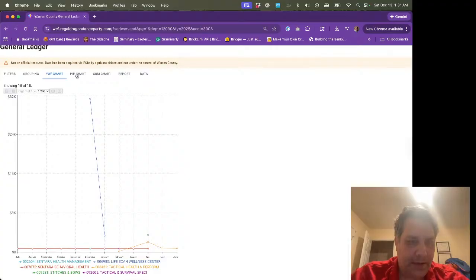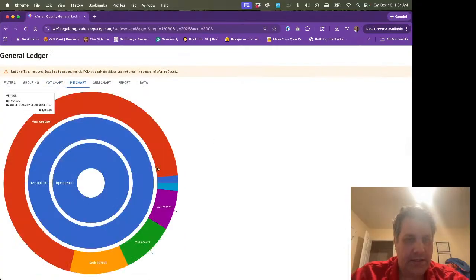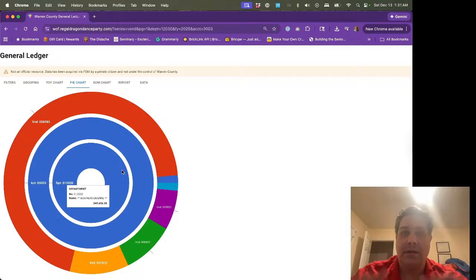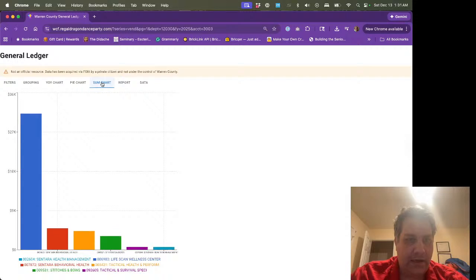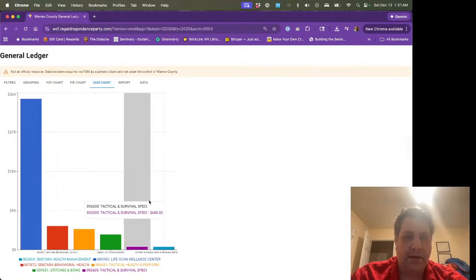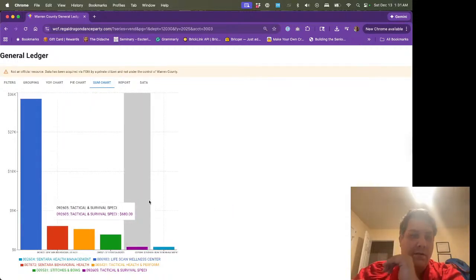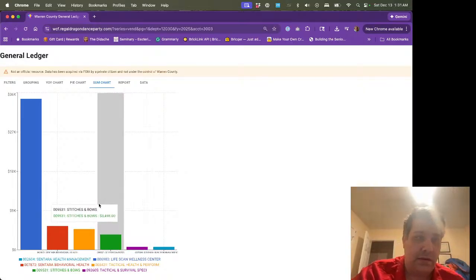Wow. Okay. And you can see my pie chart as I'm narrowing down by department and account. You can actually see where most of the money is being spent and what vendors are getting it. So there's our LifeScan Wellness Center. And you can see like it'll actually break down. This is like the sum of all of those series that I tried to get the unique.